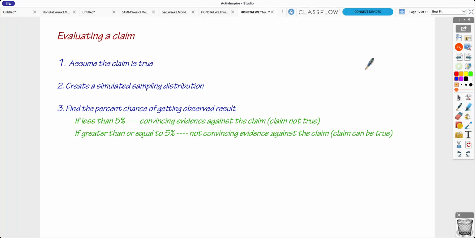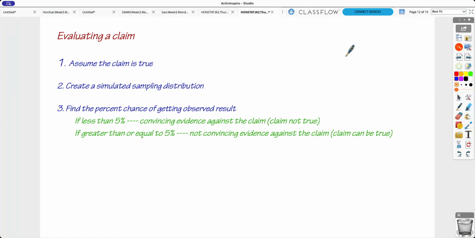All right, let's take a look at objective number 3 of lesson 6.1. What is a sampling distribution? Objective number 3 is using the sampling distribution of a statistic to evaluate a claim about a population parameter. So when the question is asking you to evaluate a claim about a population parameter based on the sampling distribution of a statistic, there are three steps.